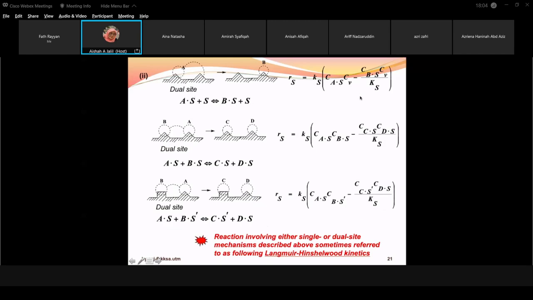So this becomes like this. Can you see? It becomes like this, k_S, C_A·S, C_V, because vacant site. And then C_B·S, same, S is C_V, becomes like this. So the second dual type is like this. Both A and B are attached to each side. Okay. So the reaction becomes like this.